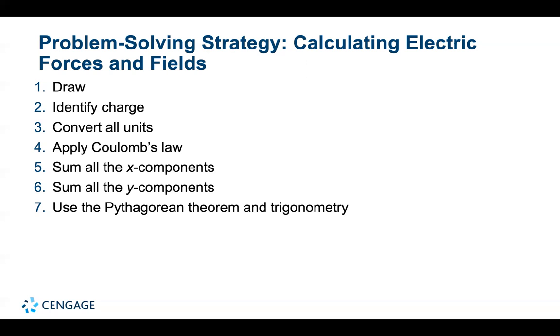Number five, sum up all x components. Get the x component of the resultant electric force. Six, sum up all the y components. Get the y component of the resultant electric force. And finally, use the Pythagorean theorem and trigonometry to find the magnitude and direction of the resultant force if desired.